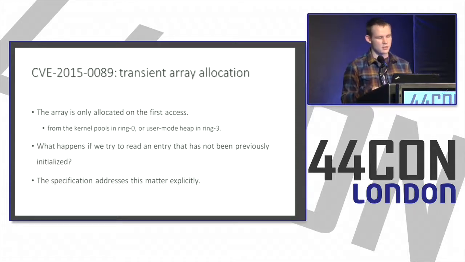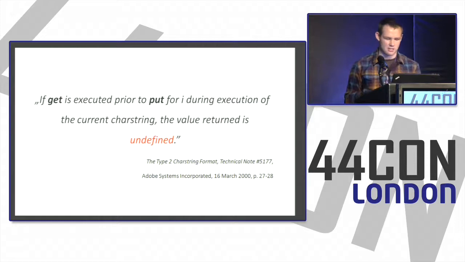And it's allocated from the kernel pools in ring 0, or in case of, for example, DirectWrite, it's obviously the user mode heap. So the question is, what happens if we try to read from an entry that hasn't been previously written to? The specification actually addresses this matter explicitly.